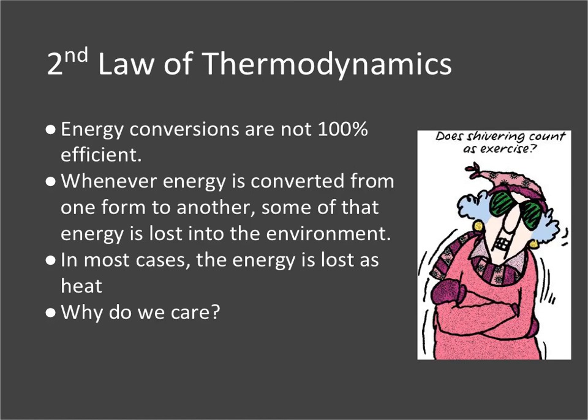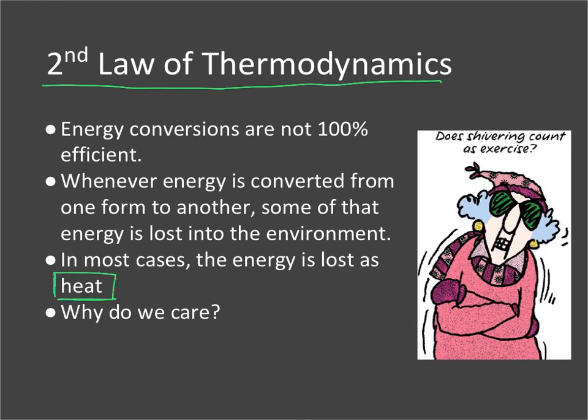Now, the second law of thermodynamics is also really important as we talk about cellular respiration. The second law of thermodynamics essentially states that these energy conversions are not 100% efficient, meaning that if you have, let's say, 10 units of energy and you're trying to transfer those 10 units of energy from glucose to, let's say, NAD plus, not all 10 of those units are going to make the transfer successfully. So some of that energy is actually going to be lost in the process of being converted from one form to another. And in most cases, this energy is lost in the form of heat.